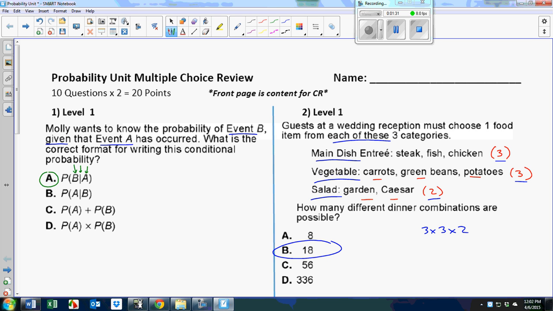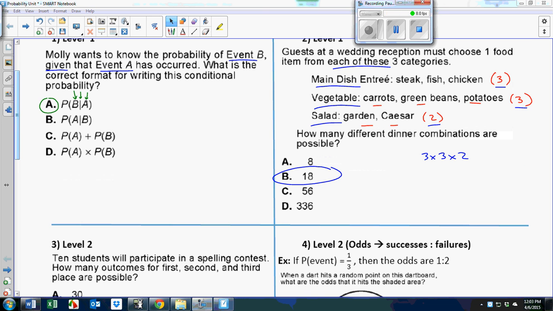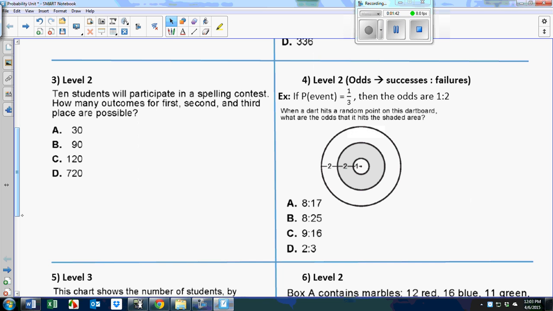18. Question number three. Let's pause the video here. Marker's messing up. All right, got the marker working again. Question three. Another counting problem. 10 students will participate in a spelling contest. How many outcomes for first, second, third place are possible? Well, this is one of those pick 3 out of 10 type questions.